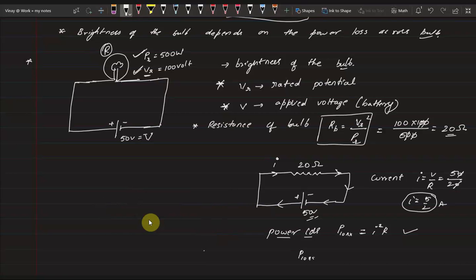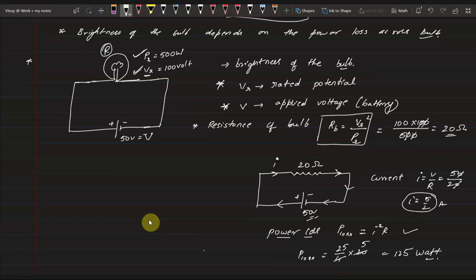So power loss is equal to I square R. I square is 25 by 4, into the R value of 20 ohm. Cancel, 4 fives are 20, so 25 fives are 125 watt.